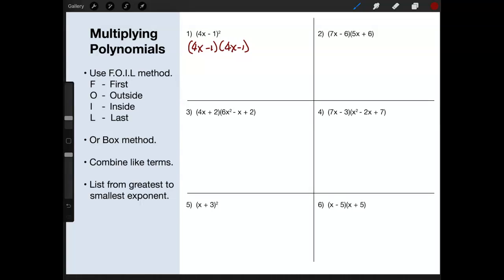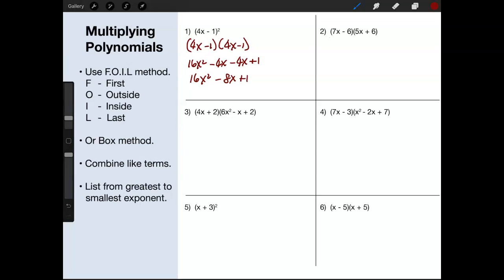First, 4x times 4x is 16x squared. Outside, 4x times negative 1 is negative 4x. Inside, negative 1 times 4x is negative 4x. And then last, negative 1 times negative 1 is positive 1. Now we combine like terms, and we have 16x squared minus 8x plus 1.